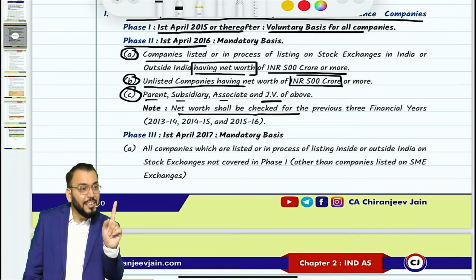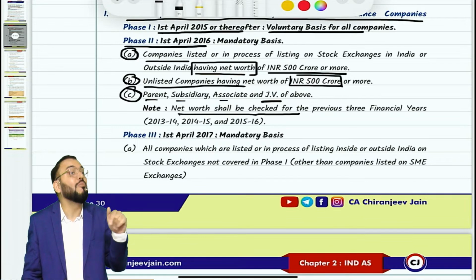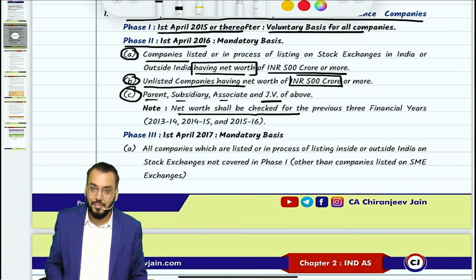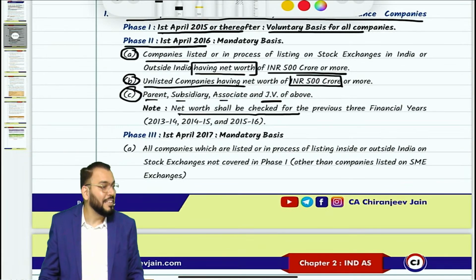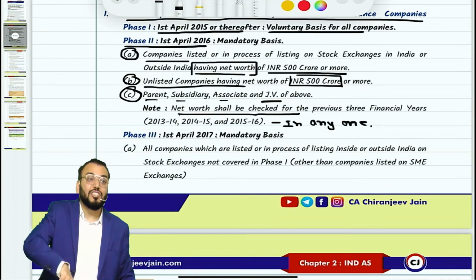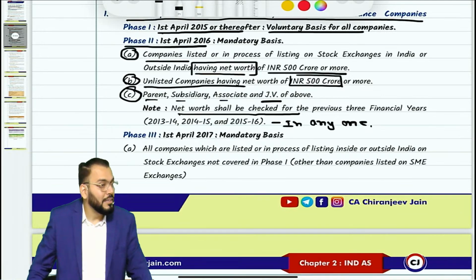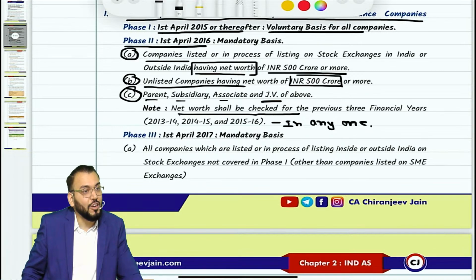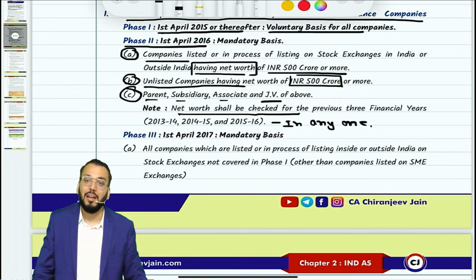And in any one year, if the net worth is equal to or more than 500 crore, Ind AS will be applicable. In any one of the 3 previous years. Have you understood this point? In any one previous 3 financial year, if net worth reaches the specified limit, then Ind AS will be applicable. Ind AS will be applicable from which date? From 1/4/2016 on a mandatory basis.